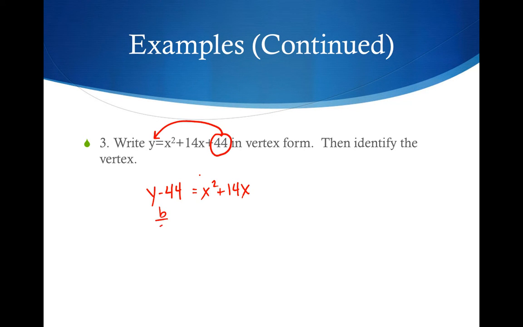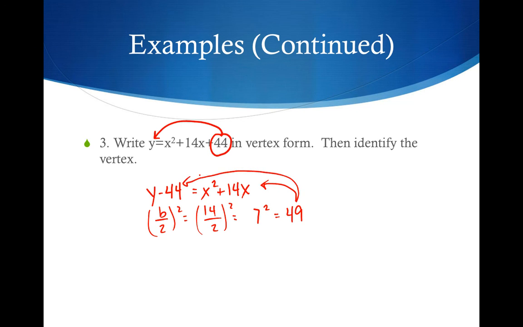Now I can calculate b over 2 squared. That's 14 over 2 squared. So 7 squared or 49. That gets added to both sides of my equation. So I have y minus 44 plus 49 equals x squared plus 14x plus 49. On the left, I can combine these two constant terms. So a negative 44 and a positive 49, that's going to be y plus 5.